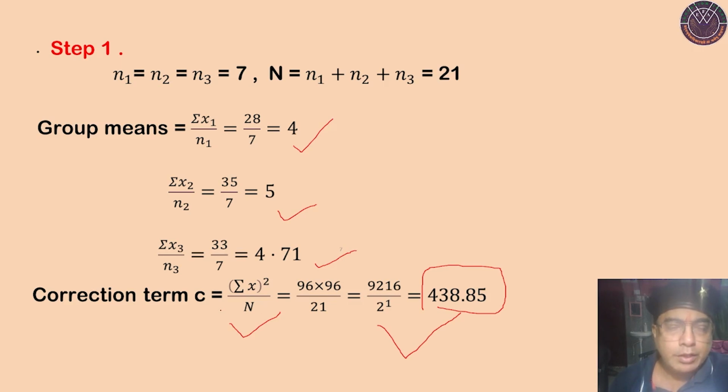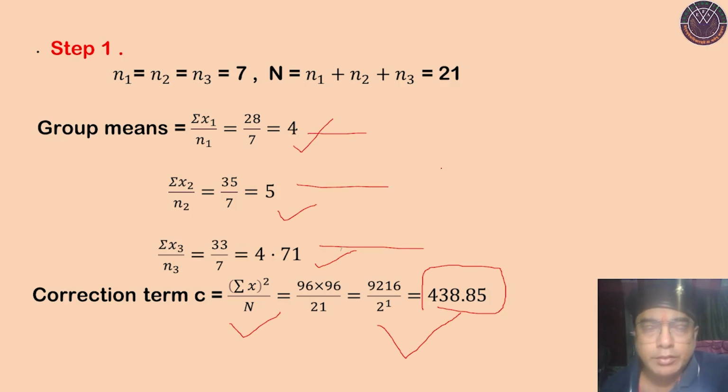So first step, you calculate the correction term. Using the correction term, you can calculate ANOVA easily. You can go directly, but if you perform ANOVA using all these means, it will be a little difficult and complex calculation. That's why you are using the correction terms.